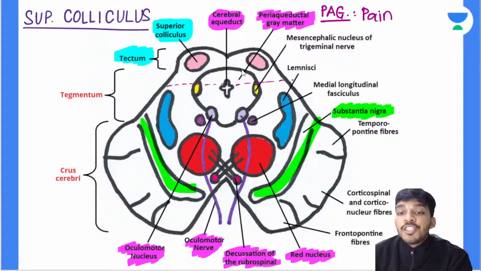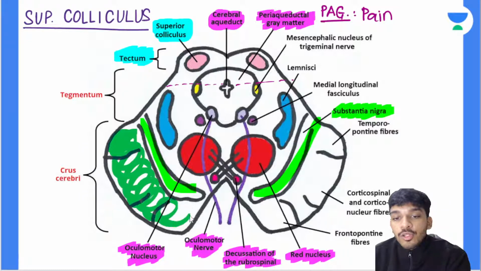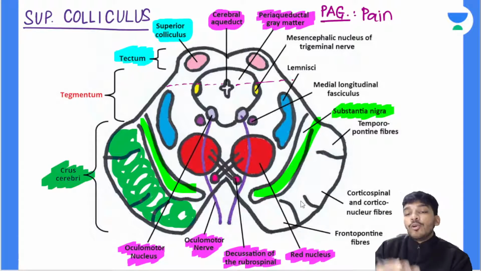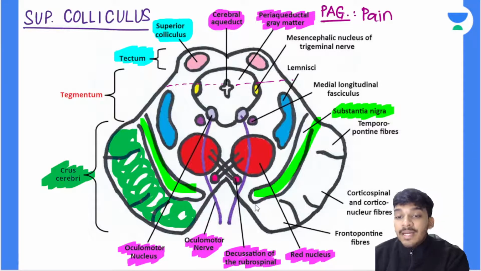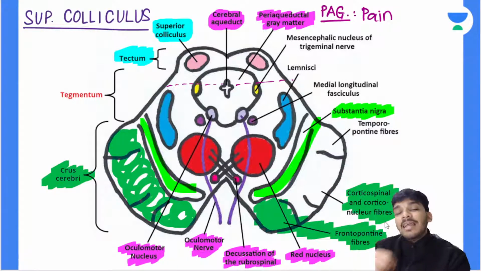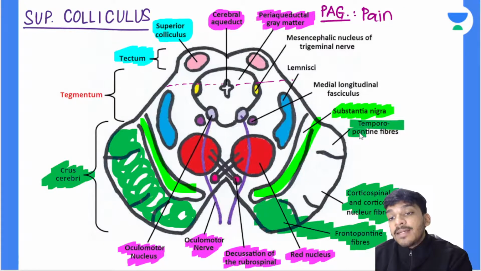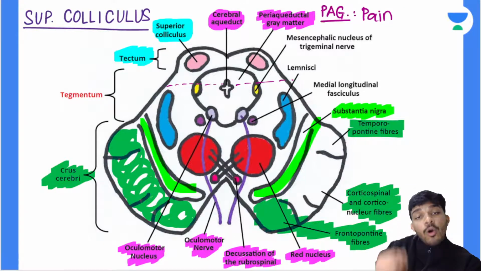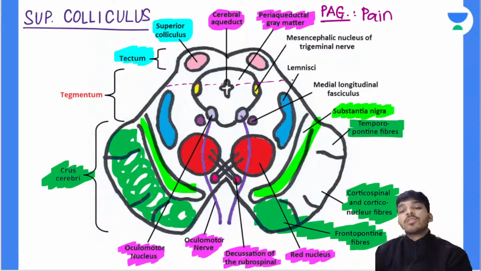And in front of the substantia nigra, you had the crus cerebri. So this whole thing is the crus cerebri. And remember, we divided it into 6 parts. The medial 1/6 is responsible for carrying frontopontine fibers. The middle 2/3 carries corticospinal and corticonuclear fibers. And the lateral 1/6 carries temporopontine fibers, and along with it, parietopontine and occipitopontine fibers also.